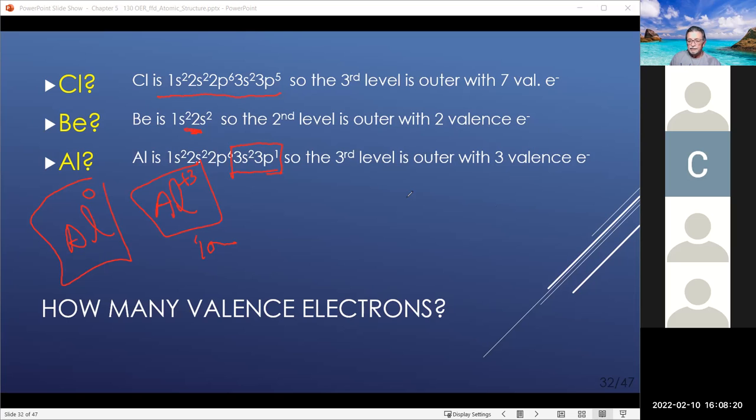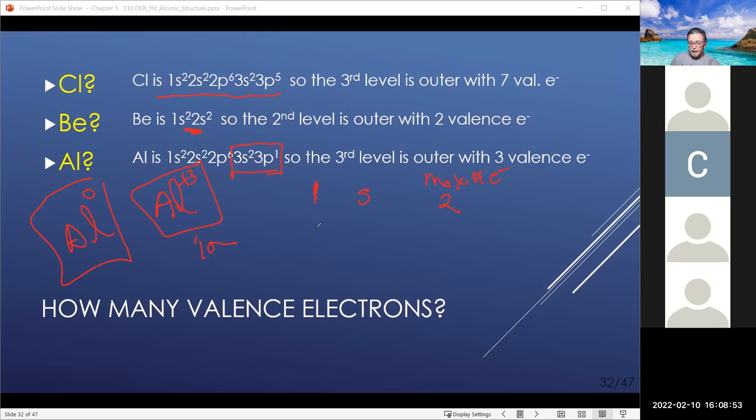So let's talk about this for a second. In the first energy level, remember there's only an S orbit. That's it. So the maximum number of electrons at the first energy level, not the orbits, but the energy level, that's a period across encompassing hydrogen and helium, is two. That's it. Now go to the second period.